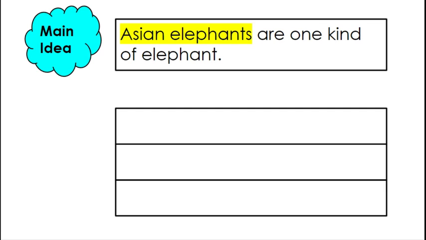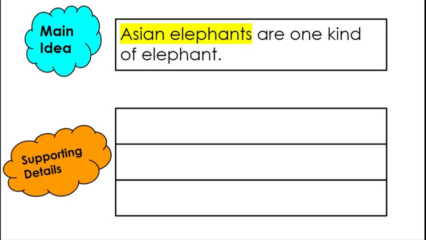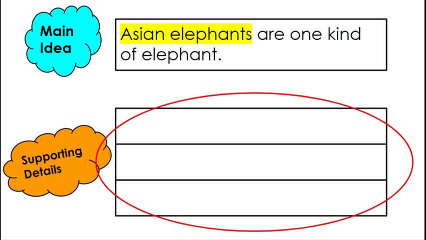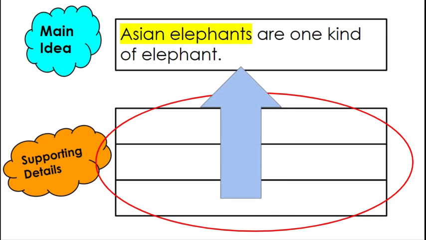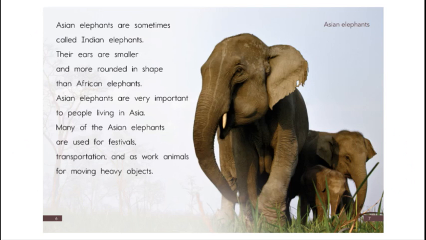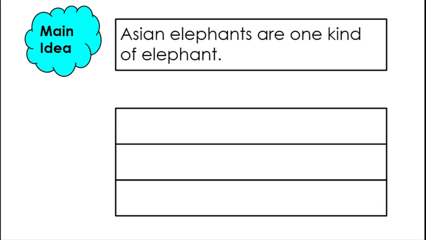So I'm going to go ahead and give you the main idea. We talked about African elephants, but now this time we're talking about Asian elephants. That's why it's highlighted. Asian elephants are one kind of elephant. And I would like for you to find those supporting details that help to support the main idea. You're going to get the one page, and here you go. You can go ahead and fill in the supporting details from that page. That's where we're going to stop for today.